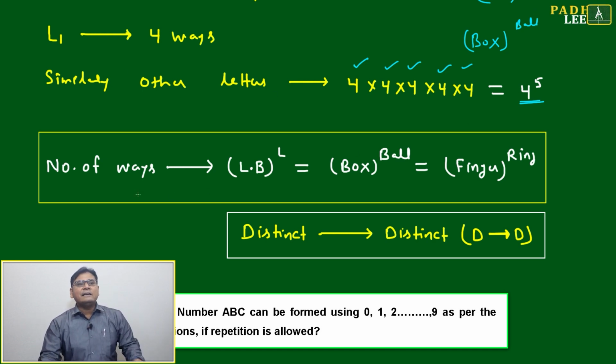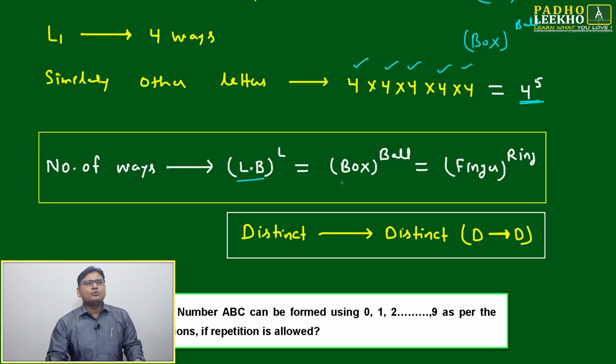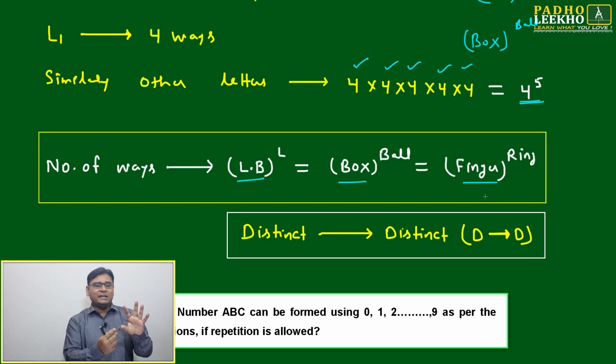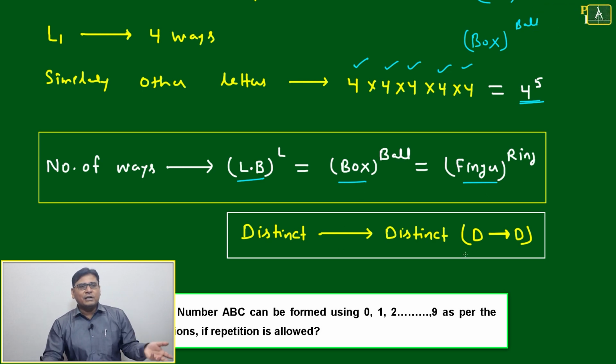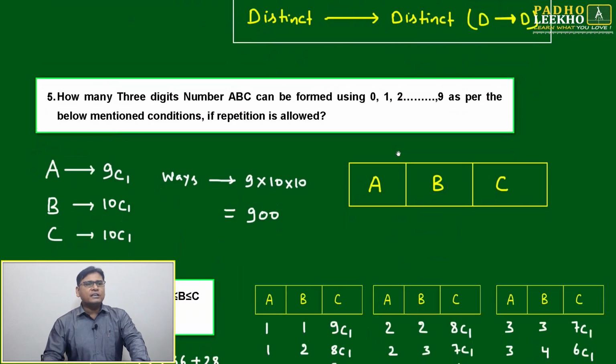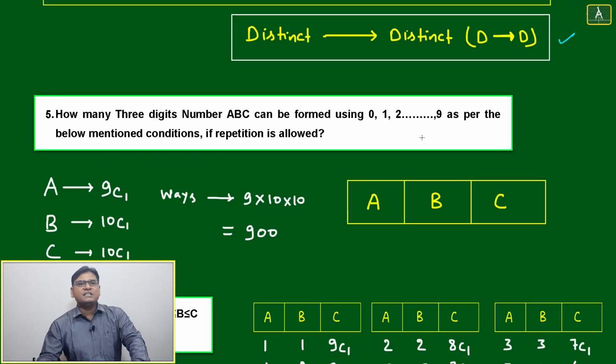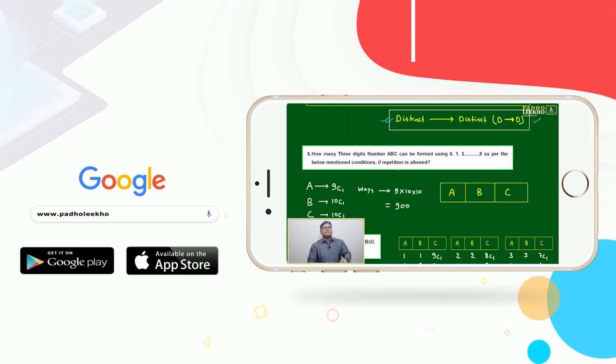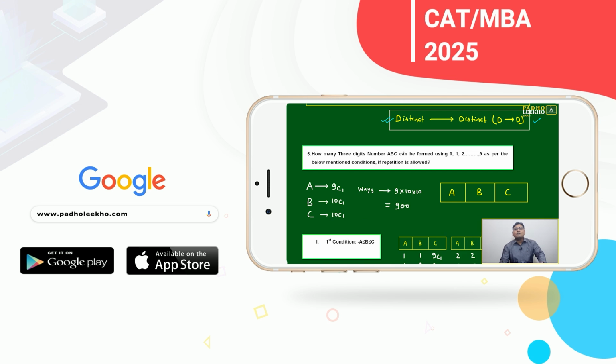Then we can generalize: letter box to the power letter, box to the power ball, or similarly finger to the power ring. How many rings? Like the ring and finger problem. These are all common types of problems. Again, I will explore the distinct to distinct explanation a little more, because 4 types of cases will be there: identical to identical, identical to distinct, distinct to distinct and distinct to identical. This is one of those cases that I will explore a little more, because it is a combination of distribution, selection and arrangement.